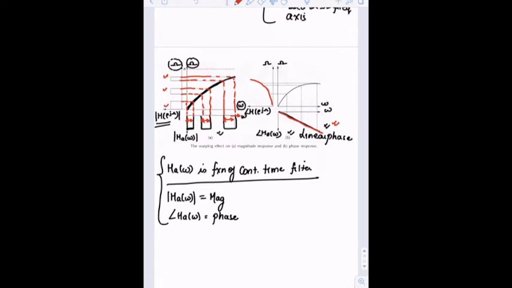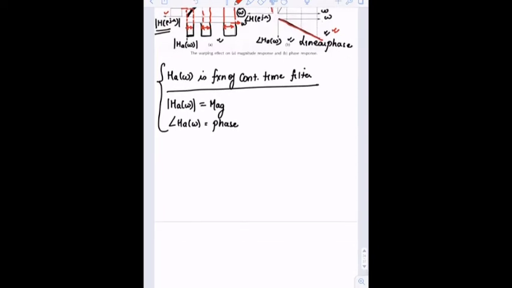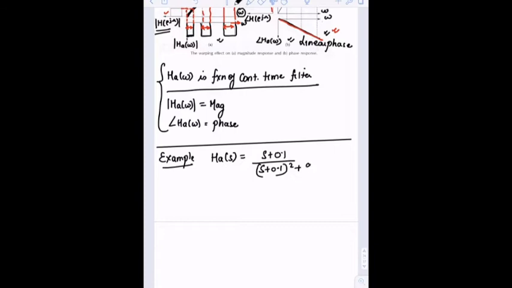Now let's look at one or two examples. This is question number 1. The example is H(s) = (s + 0.1) / ((s + 0.1)^2 + 9). This is the analog filter. We have to convert this into a digital filter with omega r equal to pi by 2.